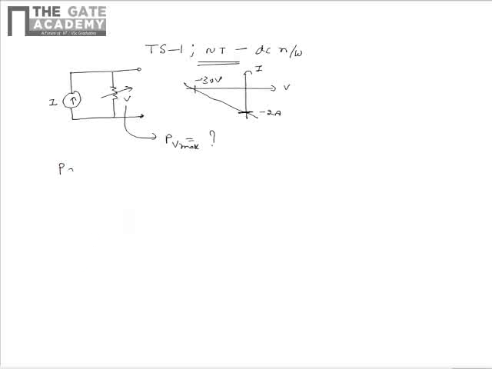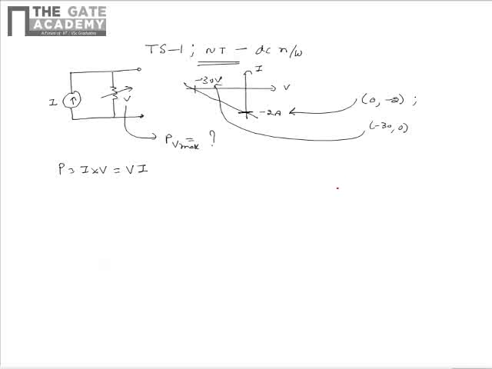We know the power that gets dissipated in the variable resistor V can be written as I multiplied by the voltage, that is I is the current through the variable resistor and V is the voltage across the variable resistor. From the VI characteristics of the variable resistor, we see that the VI characteristic is a line joining the points (0, -2) and (-30, 0). (0, -2) corresponds to this point and (-30, 0) corresponds to this point.